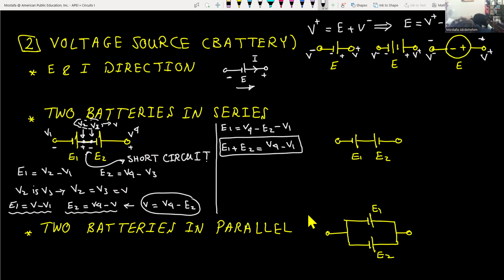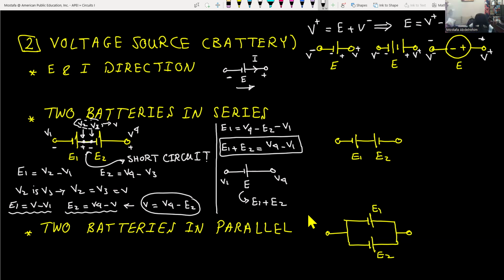So I can remove E1 and E2 and put, for example, E or whatever, put V1 here, put V4 here, and the E is actually E1 plus E2.